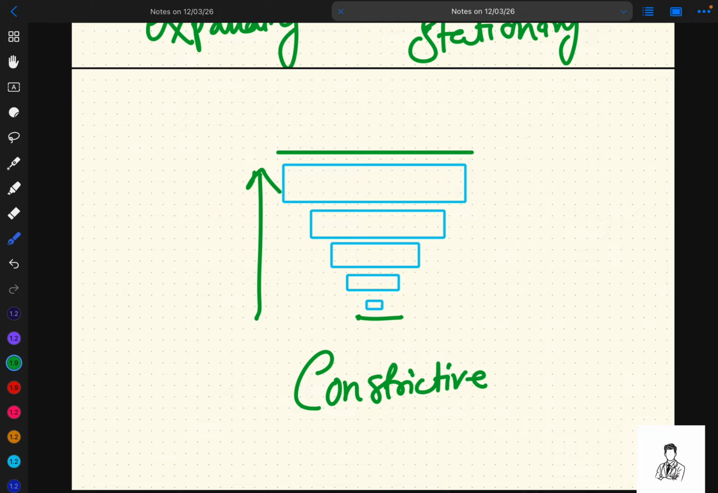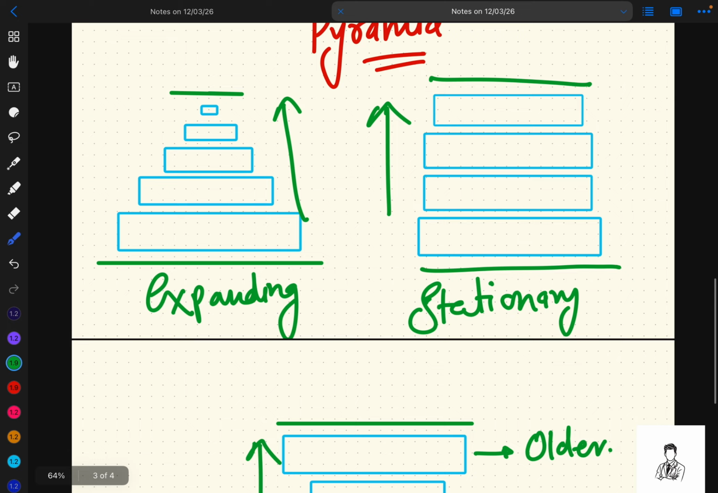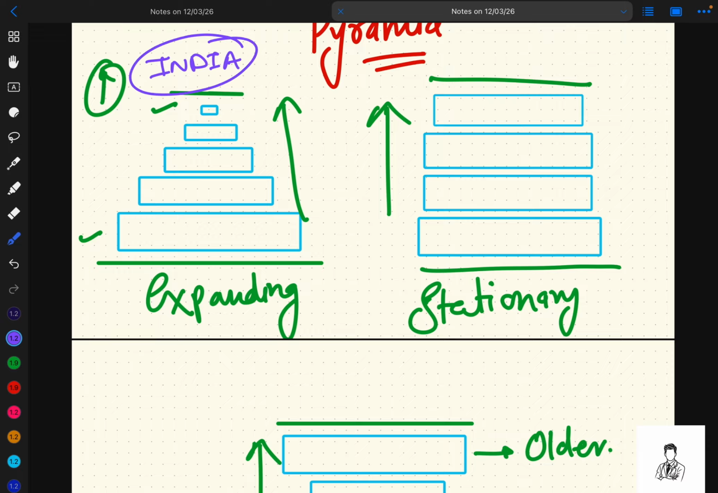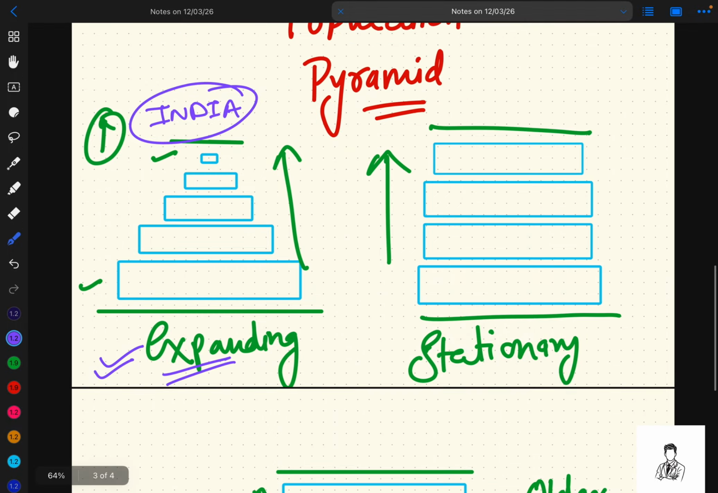Remember, the lower bottom represents the younger generation and the top represents the older generation. So when youngers are more than elders, we will see a growth increase. An example, India. India belongs to the expanding type of pyramid.